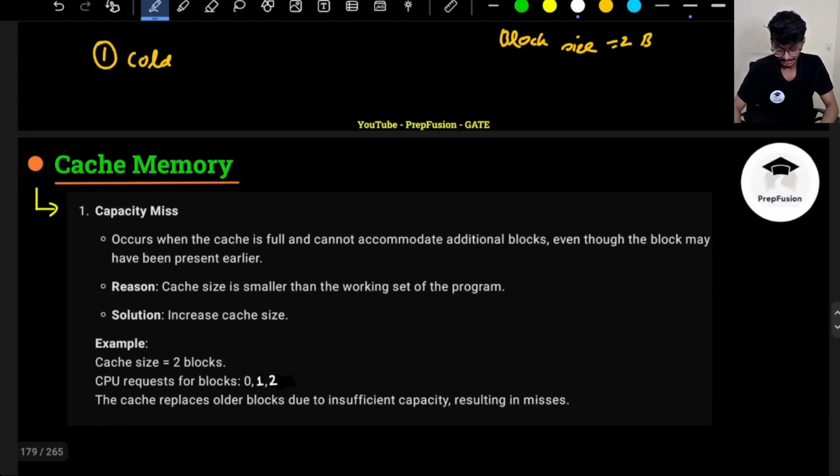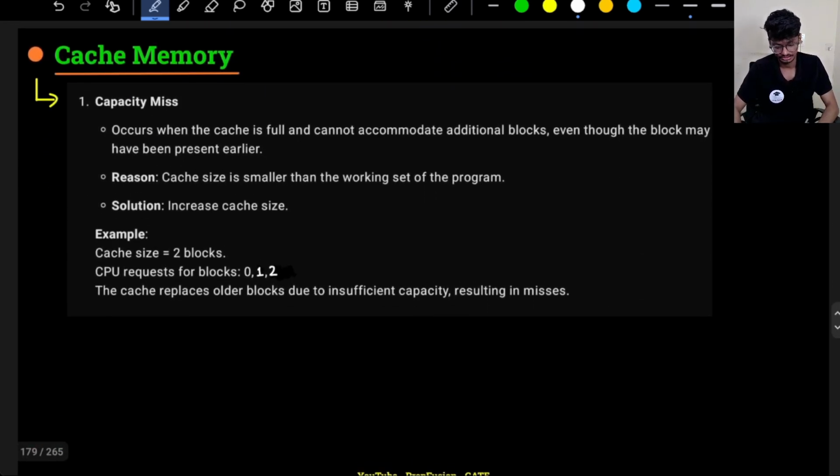Now let's understand another type of miss, that is known as capacity miss. In capacity miss, let's take an example first. Let's assume that I have 2 blocks, and the CPU is requesting these blocks. So I have 2 blocks here.